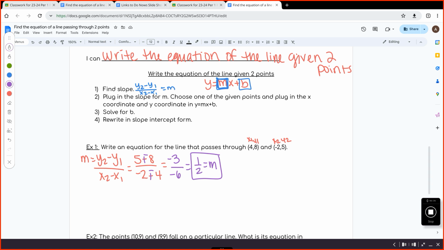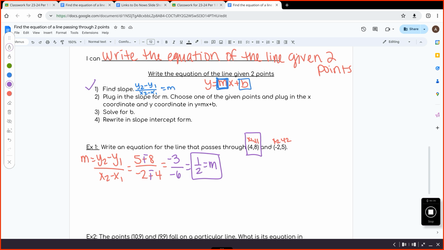Now pick one of the points. I'm going to pick this one. I usually look to see which one has all positive numbers, right? Which one has the easier numbers, and that's the one that I choose to plug into my equation. All right, so we just did step 1.